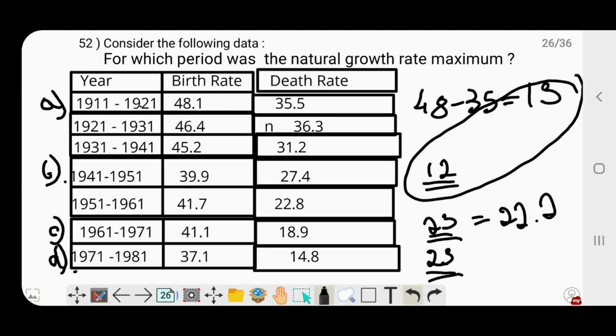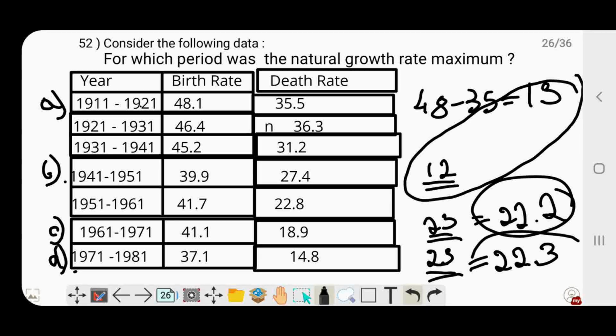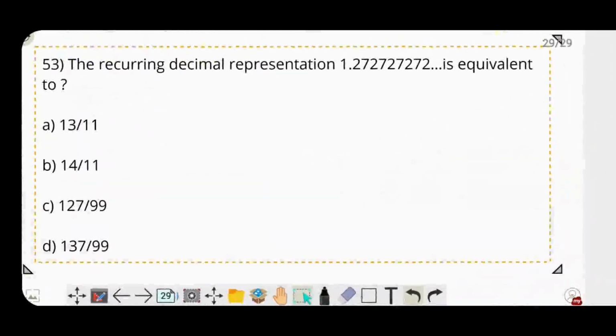And option D, 37.1 minus 14.8, would in fact give us 22.3. So 22.3 being greater than 22.2, the growth rate for option D, that is 1971 to 1981, is the maximum. So option D is the right answer. So we have the 53rd question.